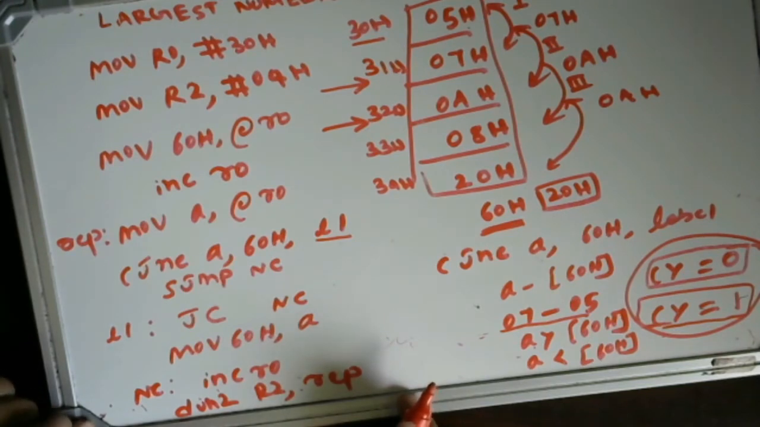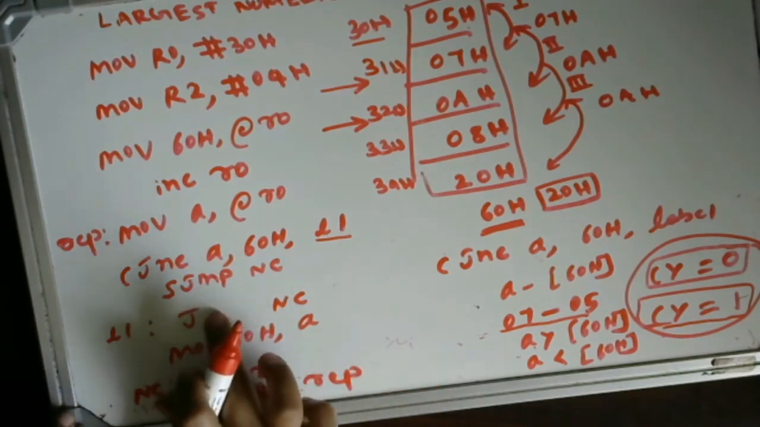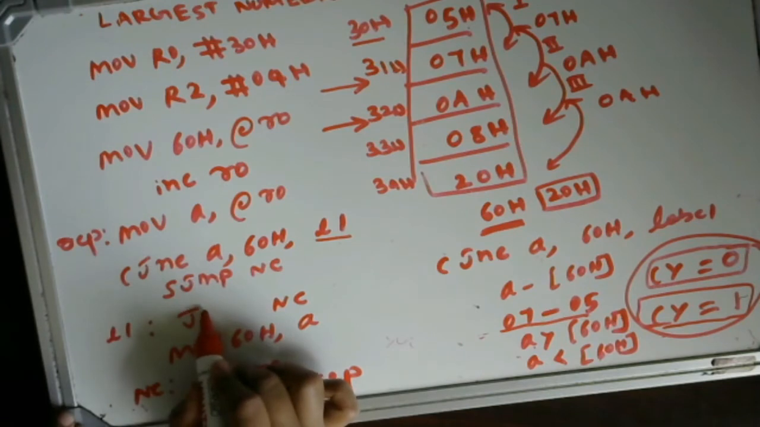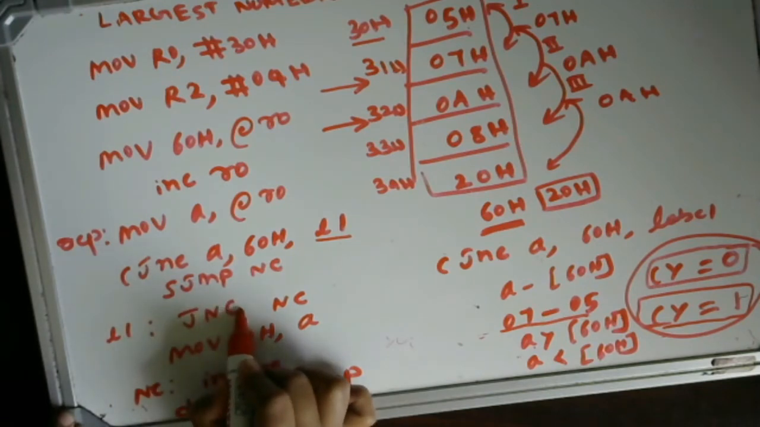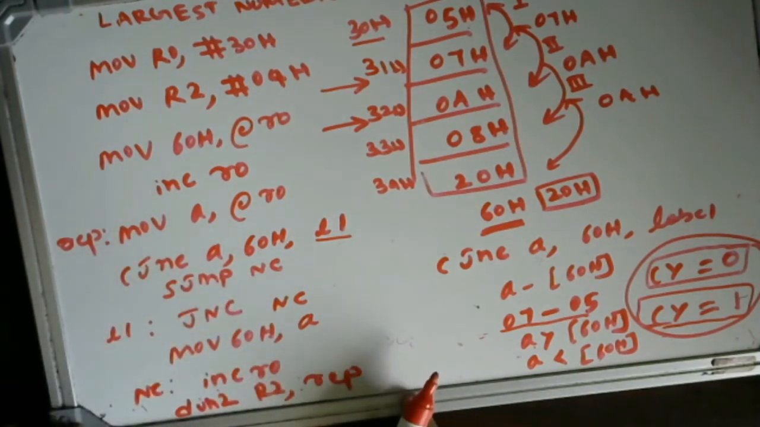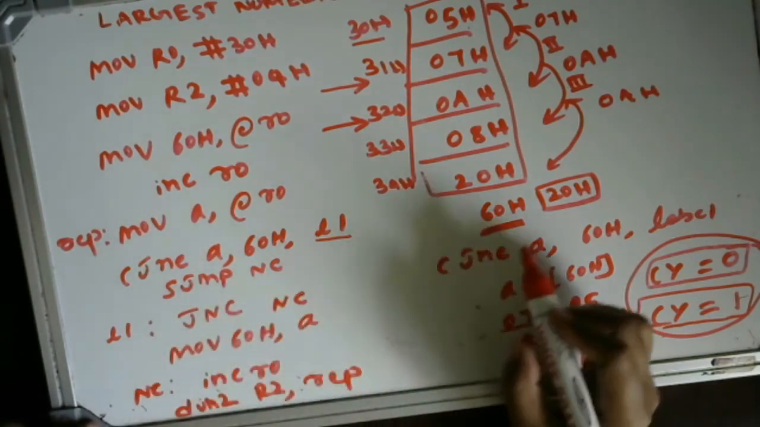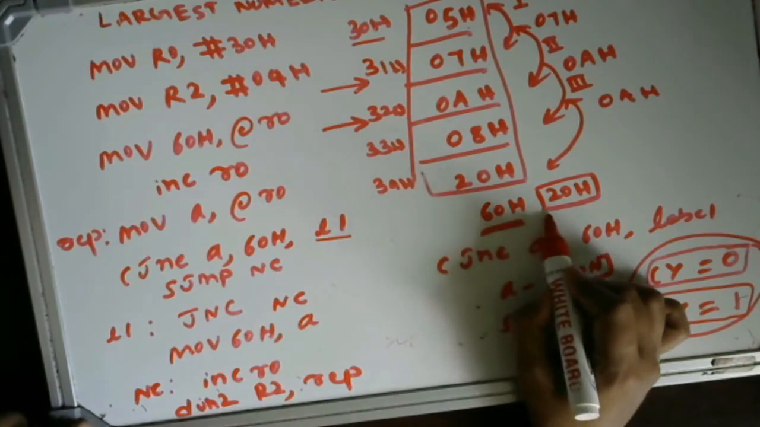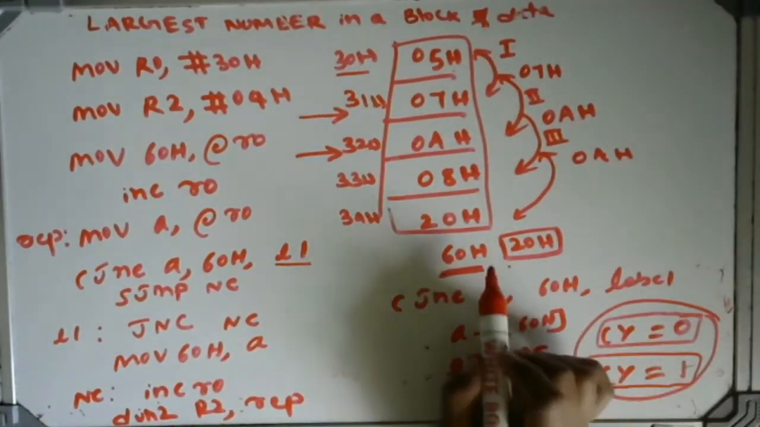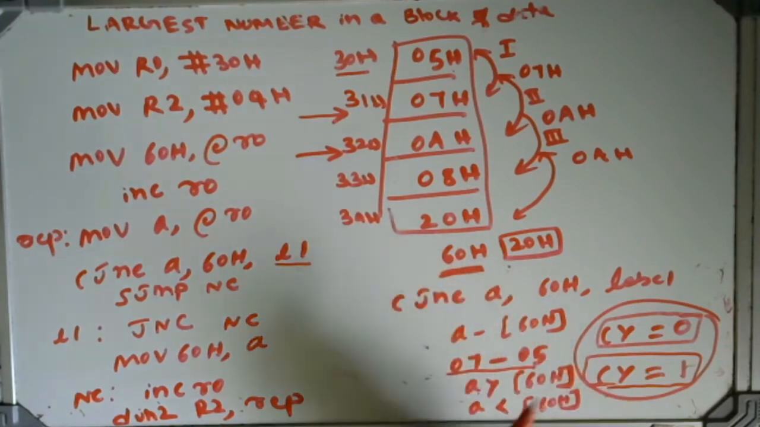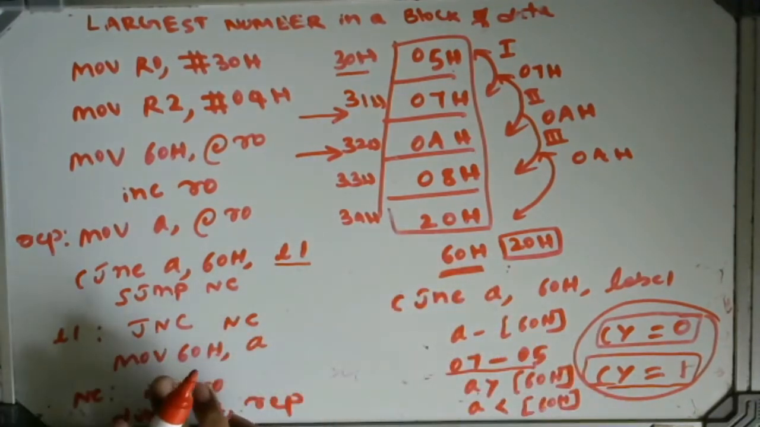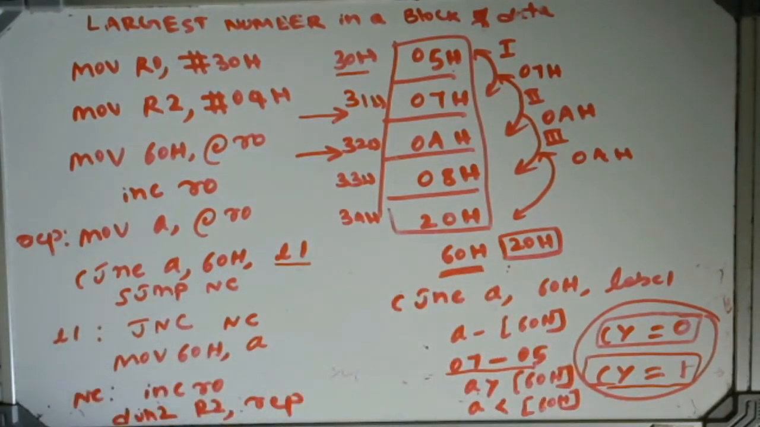Okay, so in the same way we can find out the smallest number also, right? We just need to make one change here. Instead of the carry flag JC, we'll use JNC. Then the smallest number will be present in the 60H location. Now we'll see this example by executing it in the Keil compiler.